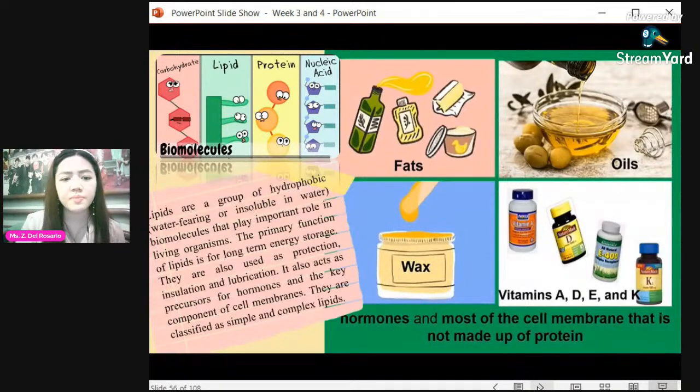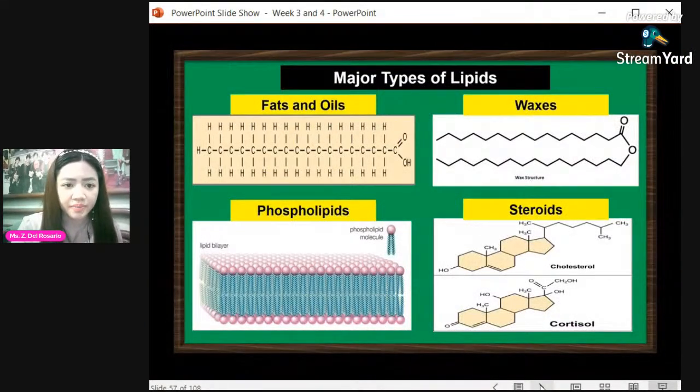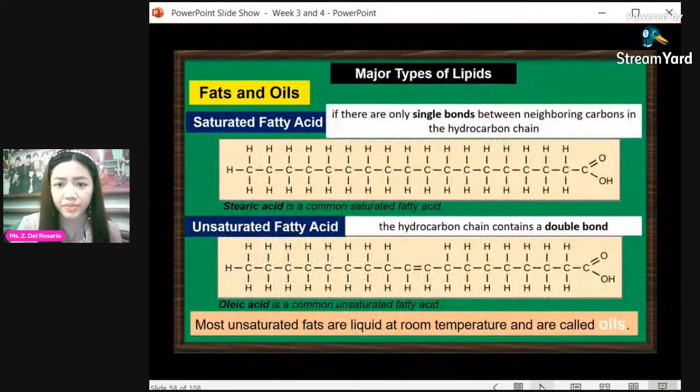Initially, lipids are molecules that contain hydrocarbons, hydrogen and carbons, and make up the building molecules of the structure and even the function of the living cell. These are oftentimes classified into simple lipids or complex lipids. Examples of these lipids include fats and oils, waxes, phospholipids, and even steroids. So let's go over them one by one, starting with fats and oils.